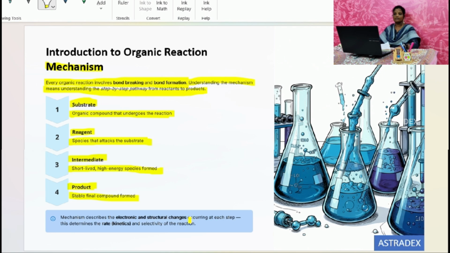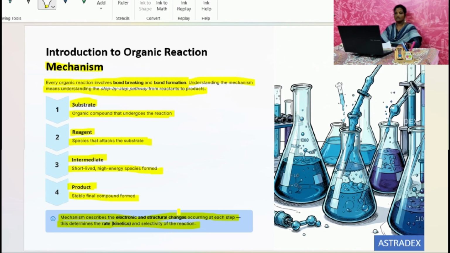So, a small definition which we said just now: mechanism describes the electronic and structural change occurring at each step, and this determines the rate, that is, how fast or slow a reaction is. That means the kinetics and selectivity of the reaction. Okay, we'll move to the next.